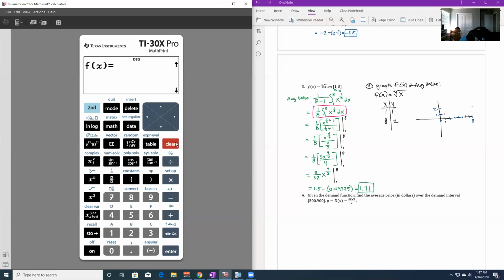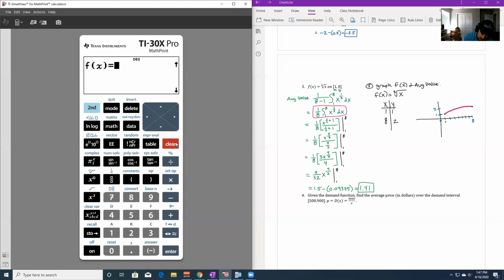So what our graph looks like is this little curve here. The cube root goes like this and like that, a little curvier. There we go. And I'll put my points down again just to show 1, 1 and 8, 2.